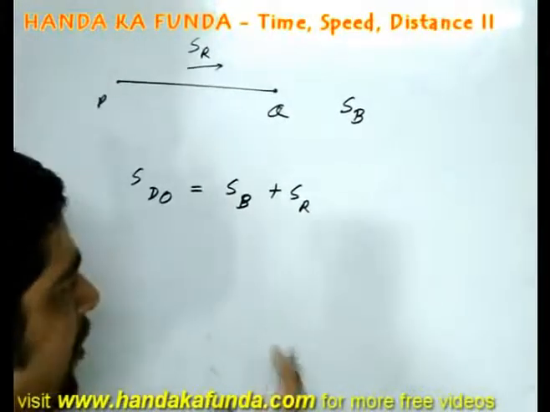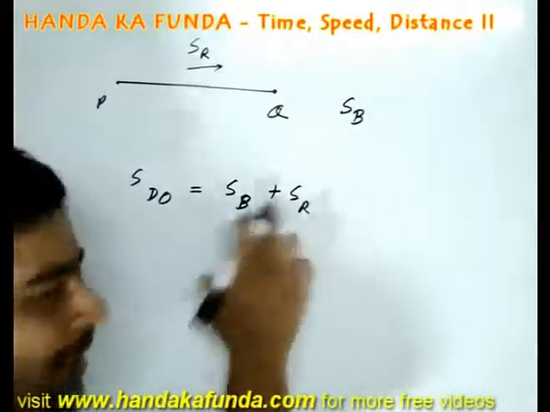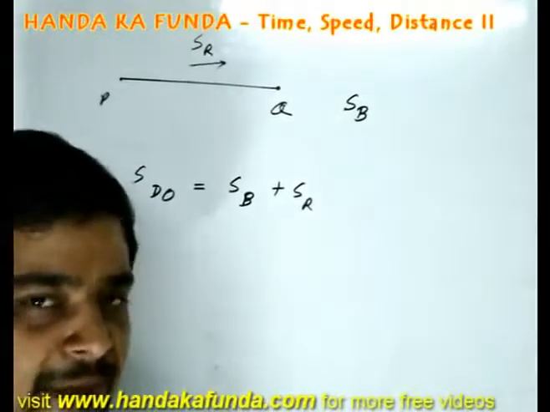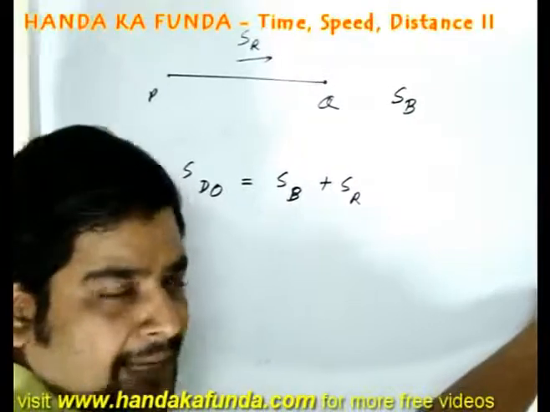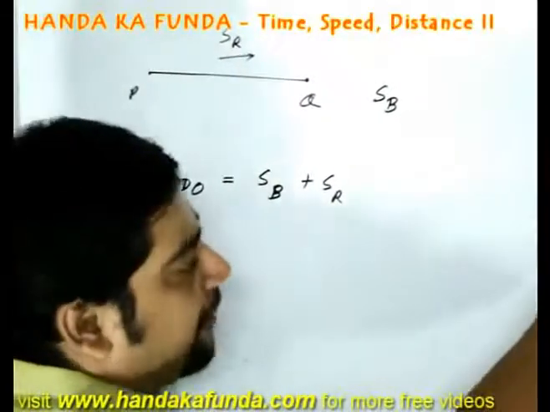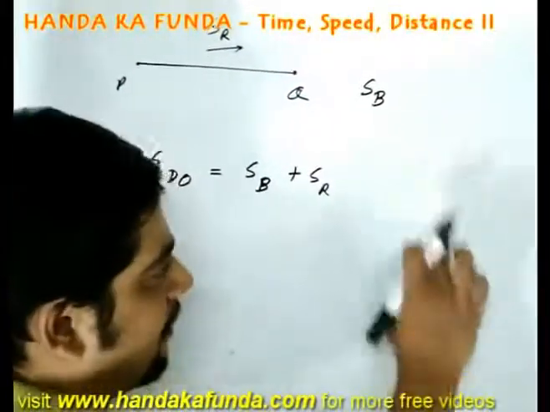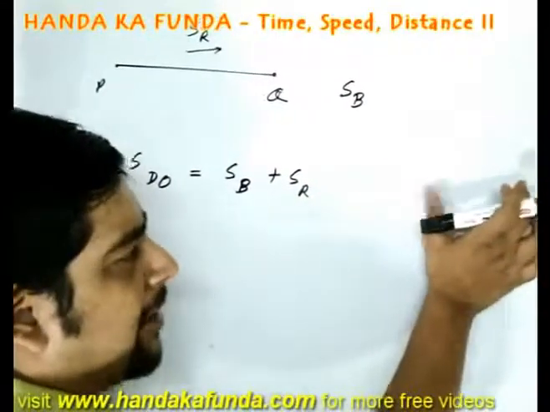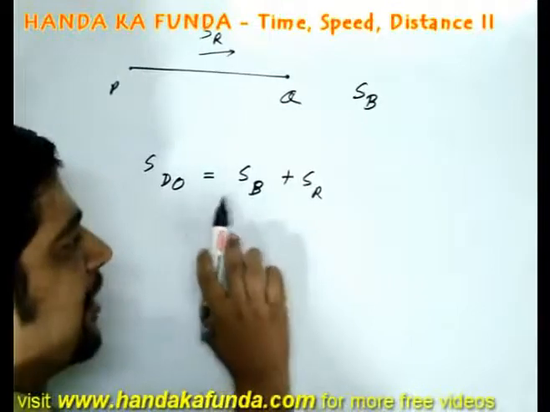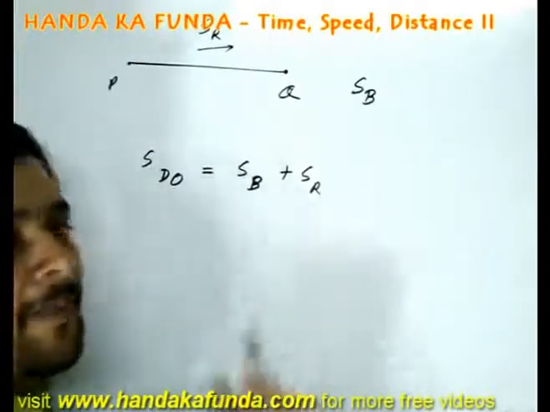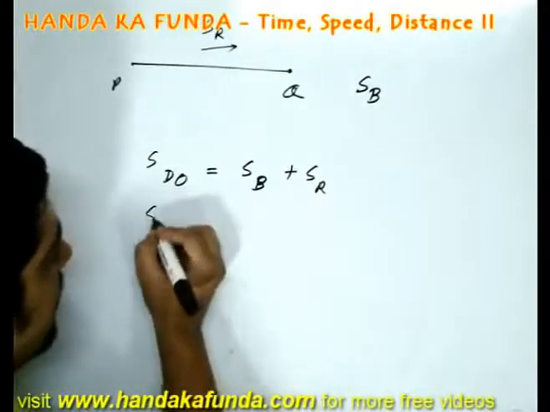Why so? Suppose the speed of boat is 8 meters per second and speed of river is 2 meters per second. Boat on its own can go for 8 meters in 1 second. The water flow will push it for 2 extra meters in 1 second. So total distance it will gain is 8 meters plus 2 meters or 10 meters. That is why when going downstream it will be speed of boat plus speed of the river.